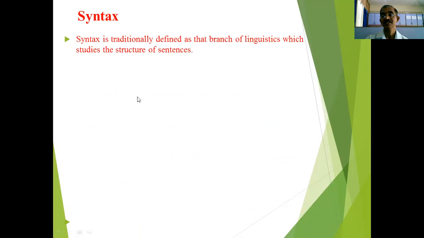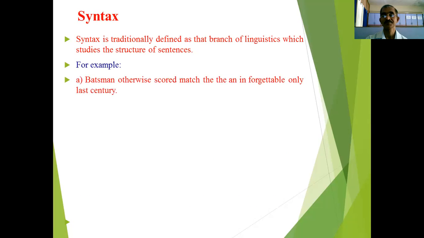Traditionally, we can say that syntax is defined as that branch of linguistics which studies the structure of sentences.